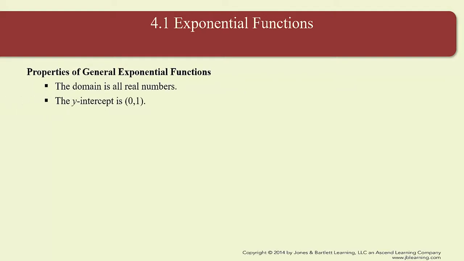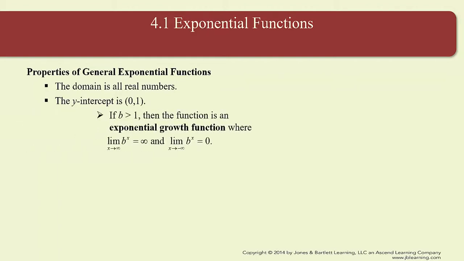The y-intercept is the point 0, 1. Now, if the base of your exponential function is greater than 1, then the exponential function is what we call an exponential growth function. And with exponential growth functions, the limit as x goes to infinity of b to the x is infinity, whereas the limit as x goes to negative infinity of b to the x is equal to 0. And that's what the graph of a general exponential growth function looks like.